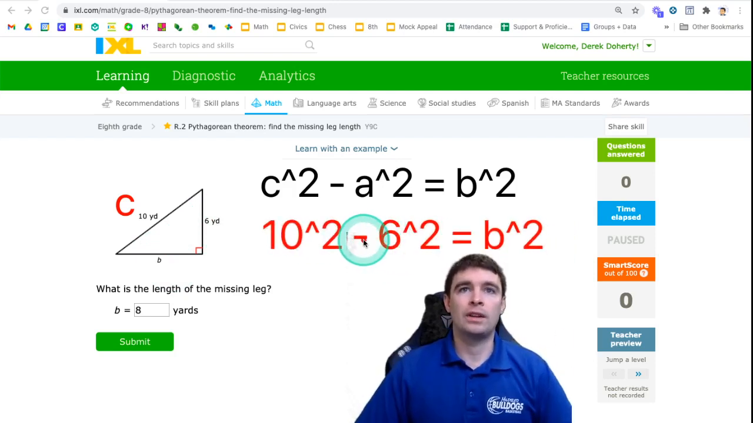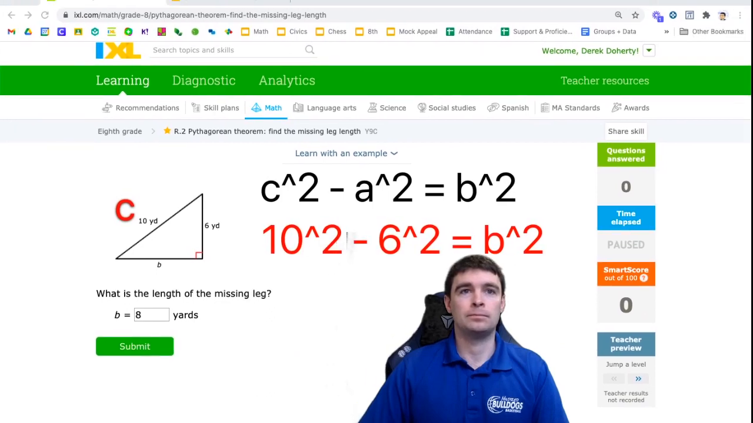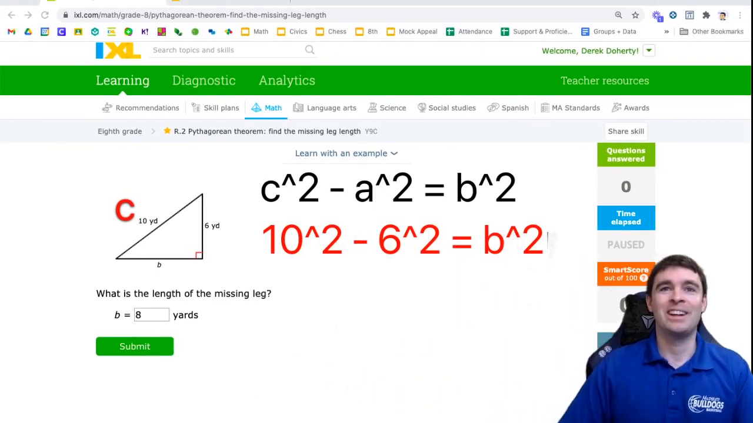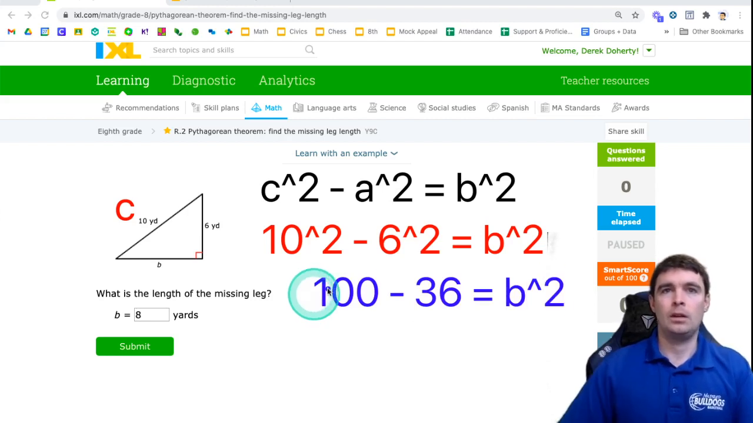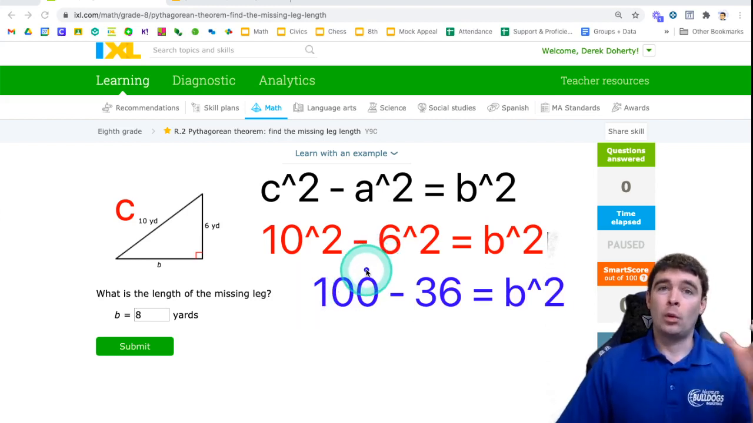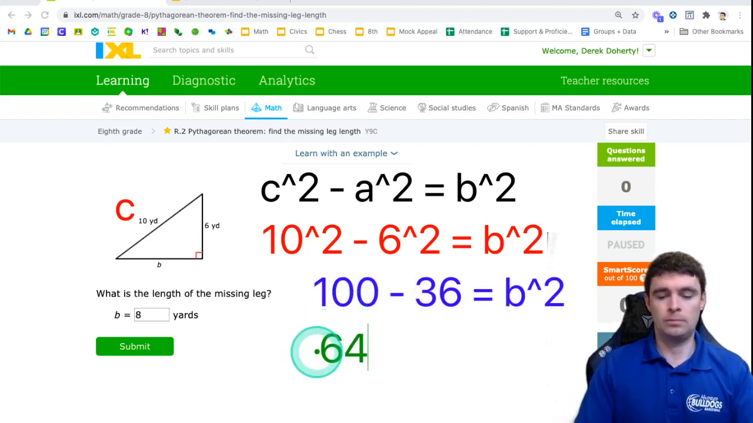Just like the R1 assignment, your next step is now going to be, 10 squared minus 6 squared is going to leave us, we'll put that in blue here, with 100 minus 36. And then when I subtract 36 from 100, that's going to leave me with 64, which is equal to b squared.